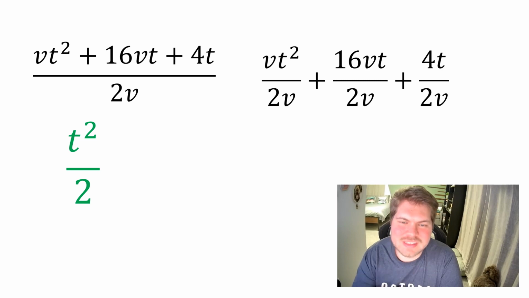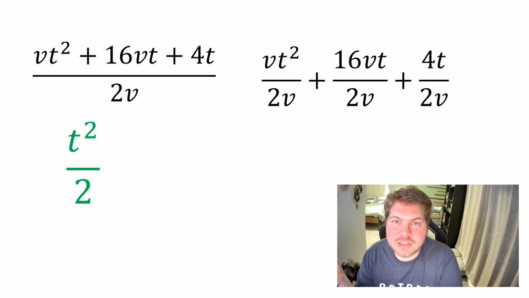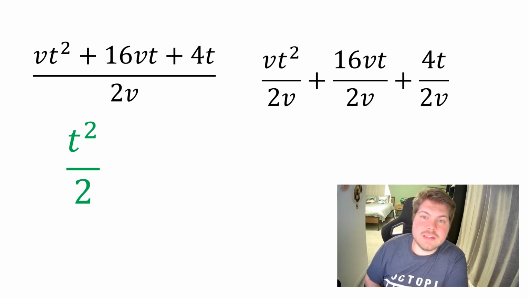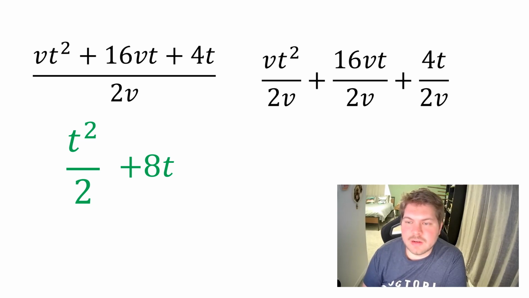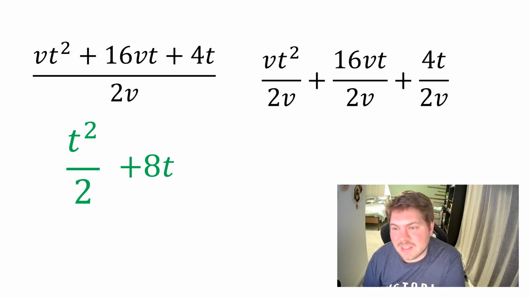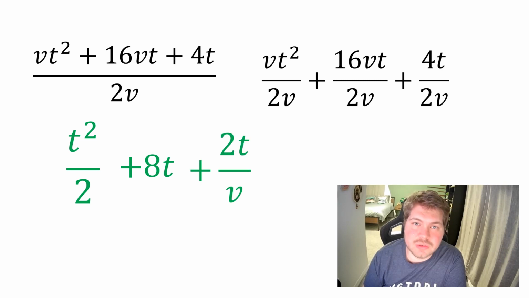So, as you can see, vt squared divided by 2v, the v's cancel out, and I'm left with t squared divided by 2. Now, 16vt divided by 2v, 16 divided by 2, that's going to give us 8, and then the v's are going to cancel out, so all we're left with is 8t. Now, we're going to do 4 divided by 2, which is 2, but we have a t and a v left, and they can't cancel each other out. So we're just going to leave it as 2t divided by v.